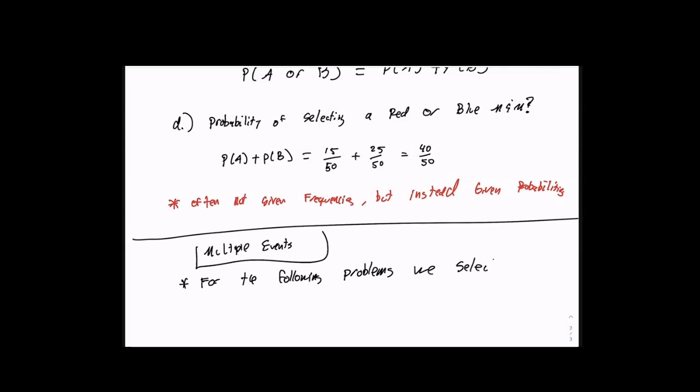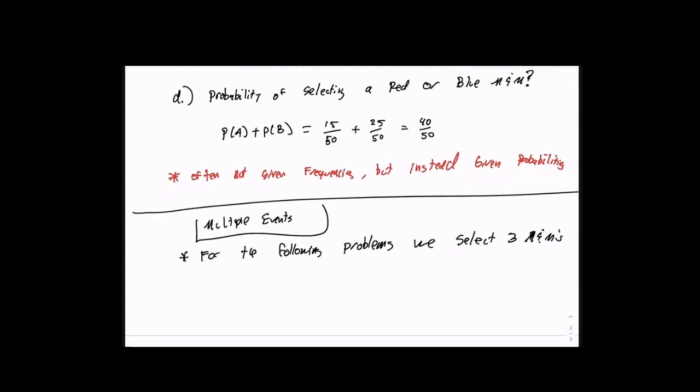We select 3 M&Ms. Most of these questions on the AP exam and when I test you, the first questions will typically be you select 1. Okay? Then we change the problems and they say, okay, now we're going to select like 3 of them. So E, what is the probability of selecting 3 red M&Ms in a row?